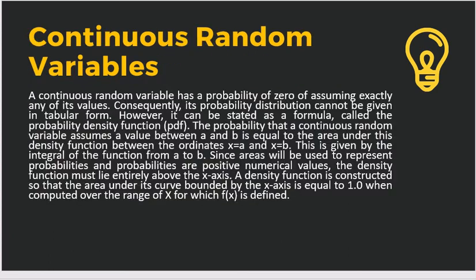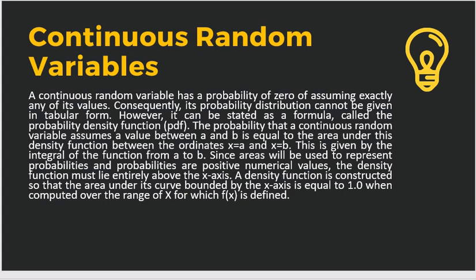For the uniform random variables, a continuous random variable has a probability of 0 of assuming exactly any of its values. Consequently, its probability distribution cannot be given in tabular form. However, it can be stated as a formula called the probability density function. The probability that a continuous random variable assumes a value between a and b is equal to the area under this density function between the ordinates x equals a and x equals b.